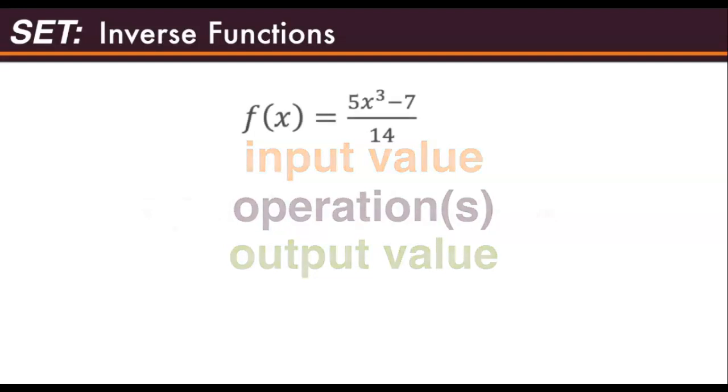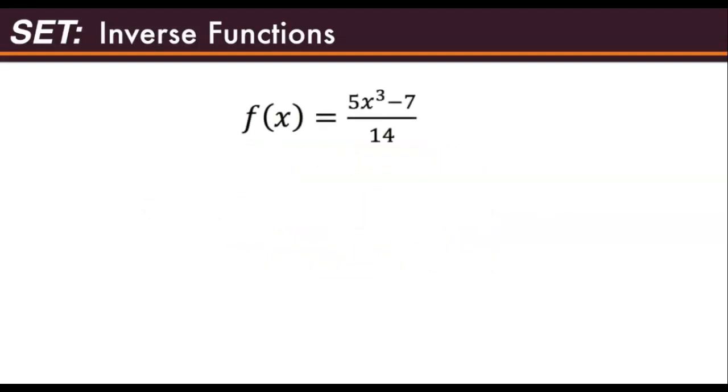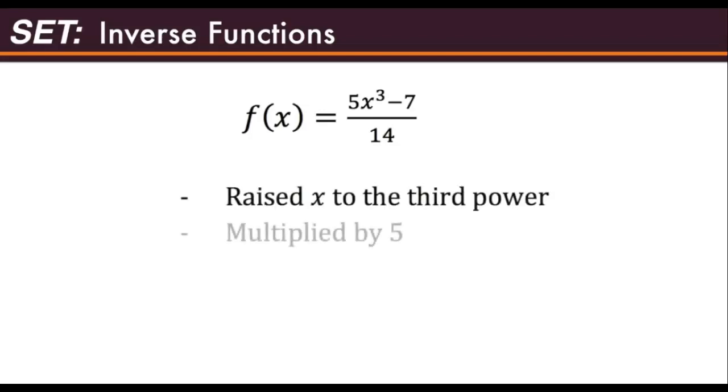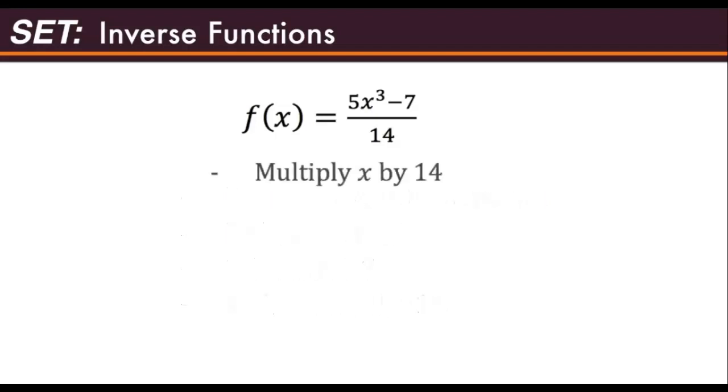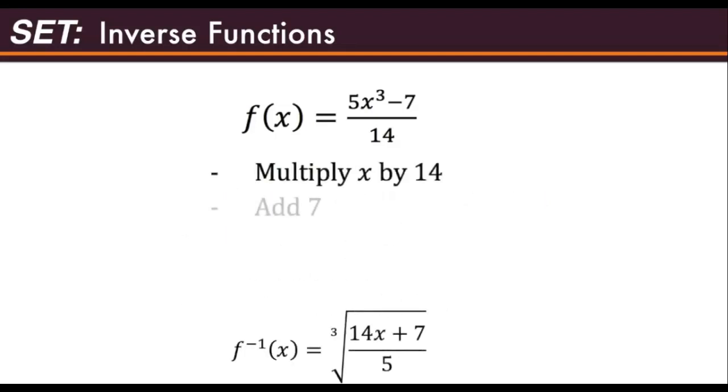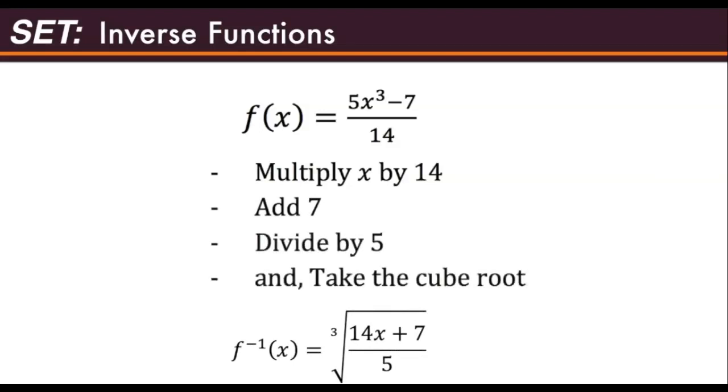For example, if you want to write the inverse function for the function shown here, you must first consider the operations that have been performed on x. Then you undo each operation in the opposite order that they were applied in the original function. In this case, we first raised the x to the third power, then multiplied by 5, then subtracted 7, and finally divided by 14. So the inverse function must first multiply by 14, then add 7, then divide by 5, and finally take the cube root.